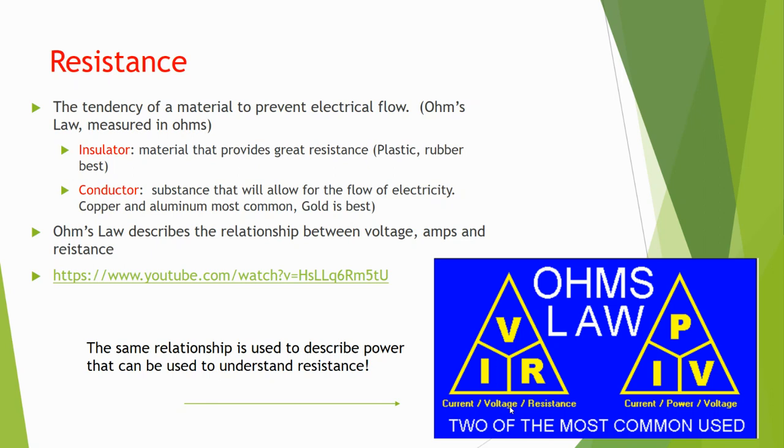The two basic terms you need to be familiar with are insulator and conductor. Insulators are things that provide a great amount of resistance and oftentimes will not allow the electricity to continue on in that circuit. Conductors, however, are a substance that allow for the flow of electricity and encourage it to follow a certain path. We know that copper and aluminum are very common conductors. Gold is also a good conductor, but there are things all around us like water that are also good conductors.